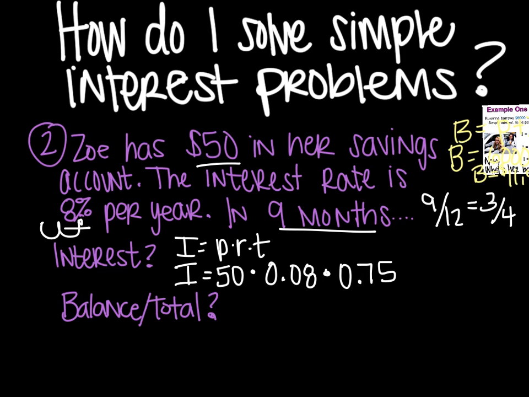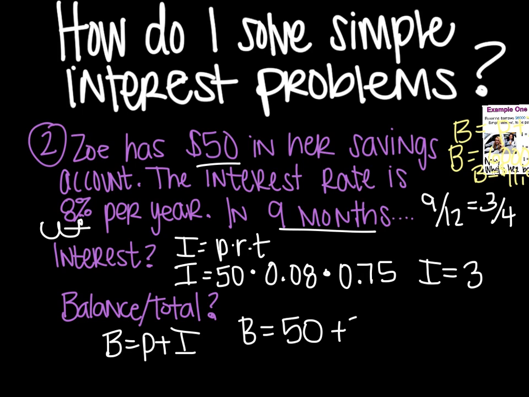So this is the information I have. I'm in my calculator, I'm going to type 50 times 0.08 times 0.75. And you should get an answer that I equals 3. In other words, $3 of interest for not doing anything. Balance or the total. Your balance is your principal plus your interest. So whatever I started with is my principal. In that case, it was $50. I'm going to add on that interest. So my balance is going to be a total of $53 after 9 months.